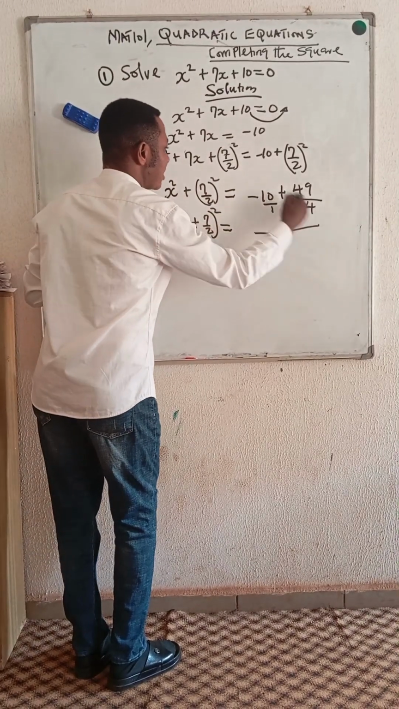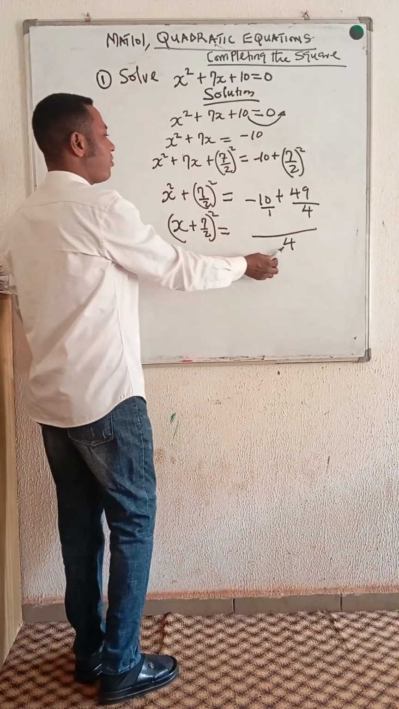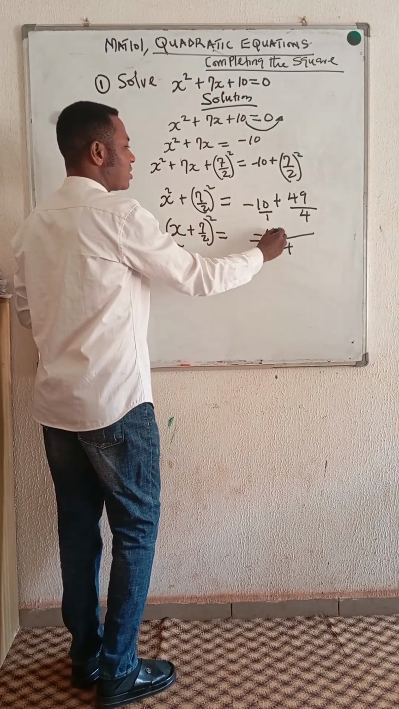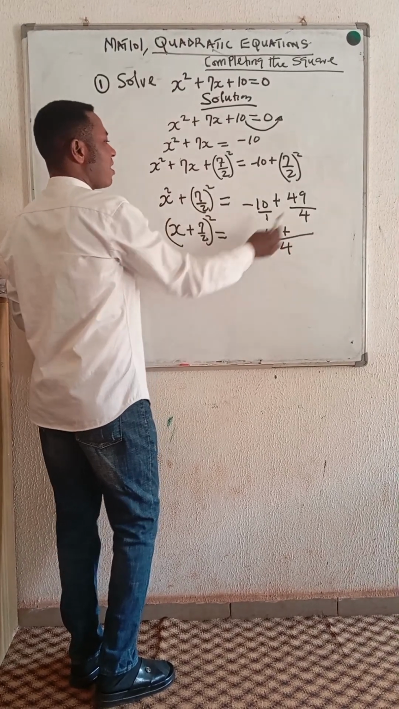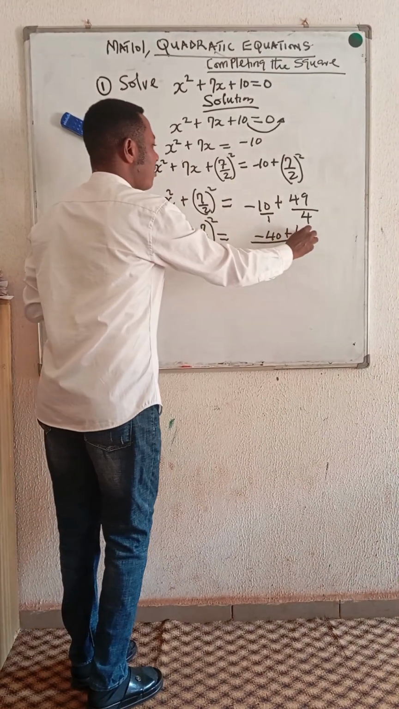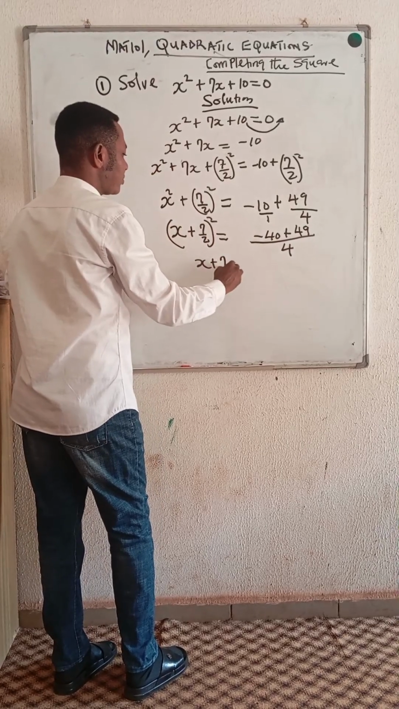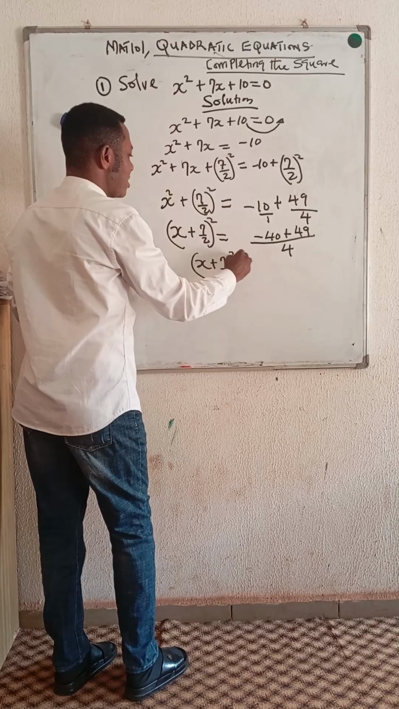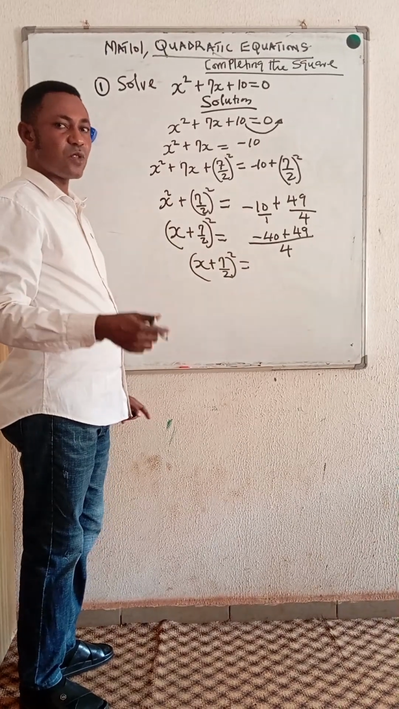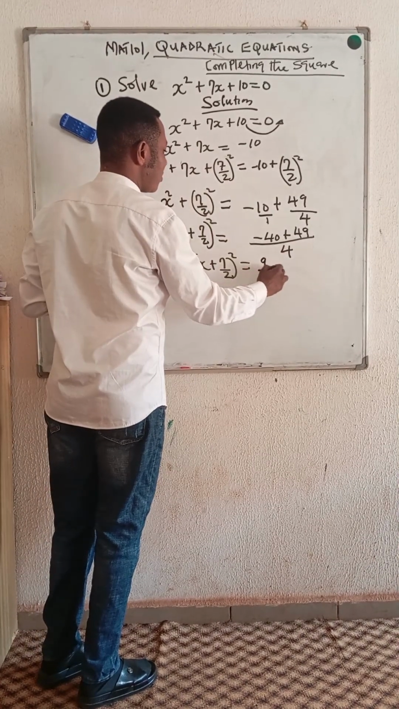This one I'm going to be taking the LCM. LCM is 1 times 4, which is 4, alright? Then 4 divided by 1, we have 4. 4 times minus 10, we have minus 40. Plus 4 divided by 4, we have 1. 1 times 49, we have 49. Now we have x plus 7 over 2 squared is equal to minus 40 plus 49. It means 49 minus 40. So we now have 9 all over 4.